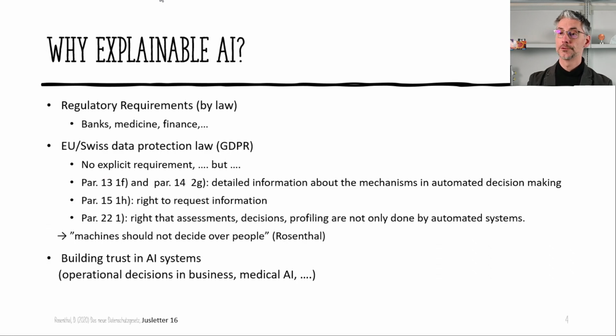So why do we need to do this? There may be regulatory requirements by law. For example, in banking or medicine or finance, you will find yourself in a situation where each decision that affects a human needs to be explainable. There is also the Swiss and European data protection law. There are no explicit requirements, but several of the paragraphs in there essentially force you to do explainable machine learning if your decision affects humans.